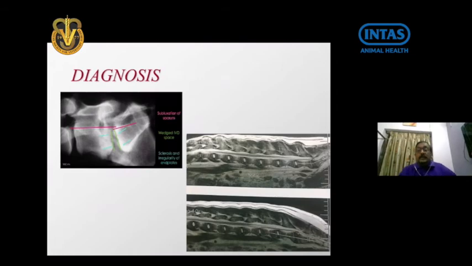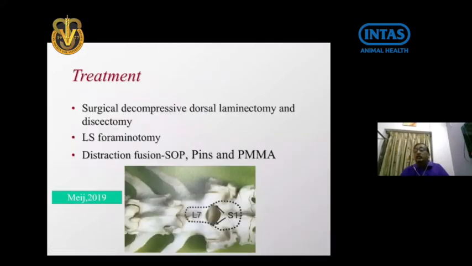Okay. Lumbosacral syndrome has got a lot of things. One is subluxation, lumbosacrum, intervertebral disc, hypertrophy of the ligamentum flavum, etc. Okay. Obviously, CT is always good, but definitely, yes, an MRI will be a clincher for you. What you would plan, you need to do a surgical decompression, which is called dorsal laminectomy. Okay. So in the thoracolumbar spine, we do a hemilaminectomy; here we do a dorsal laminectomy, and we have to do a distraction fusion with screws and PMMA.